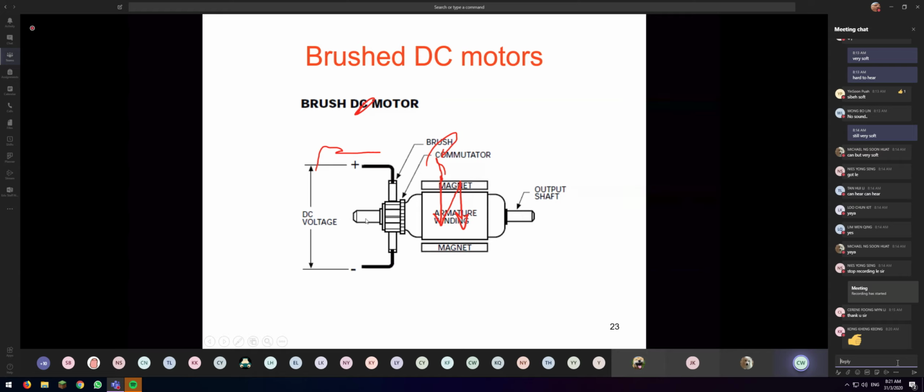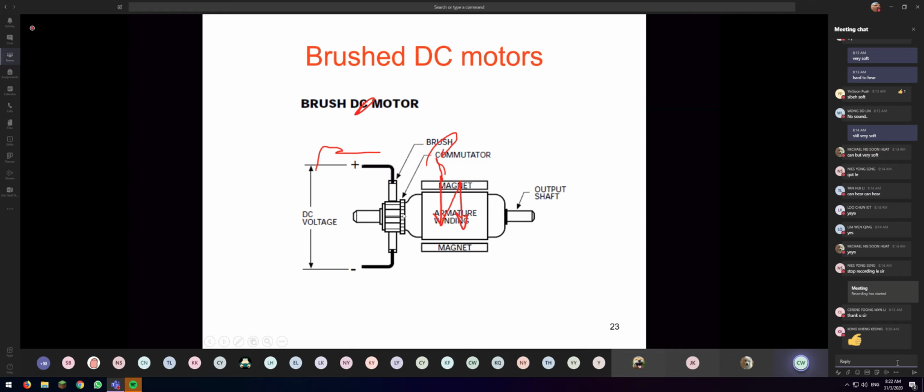For the case of the brush DC motor, because I'm using the brush, which is actually a carbon brush, one of the very soft materials, after you use your DC motor for a certain period of time, the DC motor will get very dirty because of the wear and tear of your carbon brush. Then it also gets very noisy because of the contact between the carbon and the commutator here.